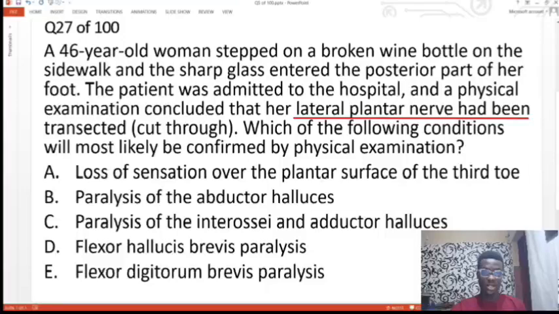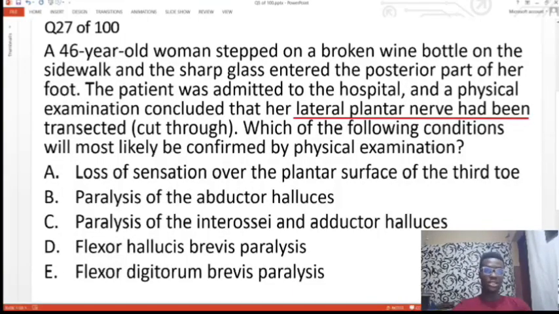So far we have 5 muscles innervated by the lateral plantar nerve, from the first layer to the second layer. The first is the abductor digiti minimi, then the 3 lumbricals, that is the second, third, and fourth lumbricals, making 4, and the quadratus plantae or the flexor digitorum accessorius. That's 5 muscles so far.